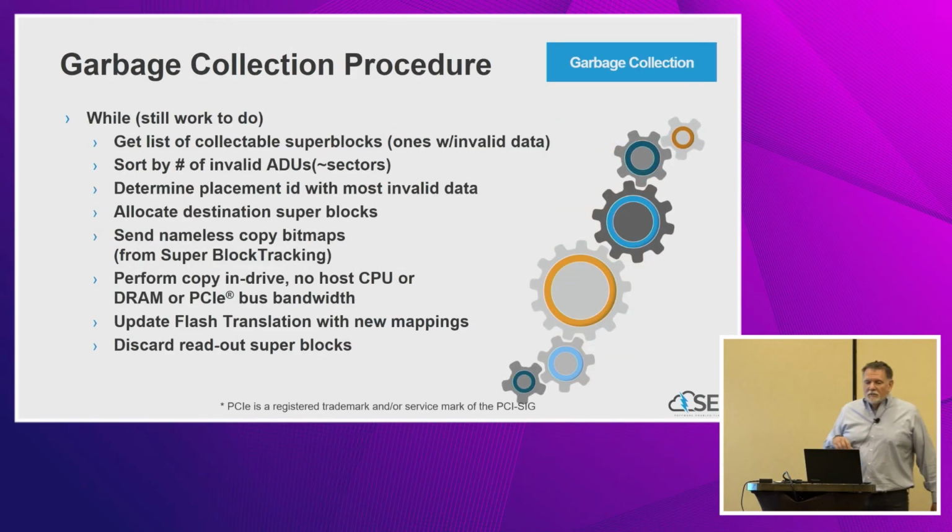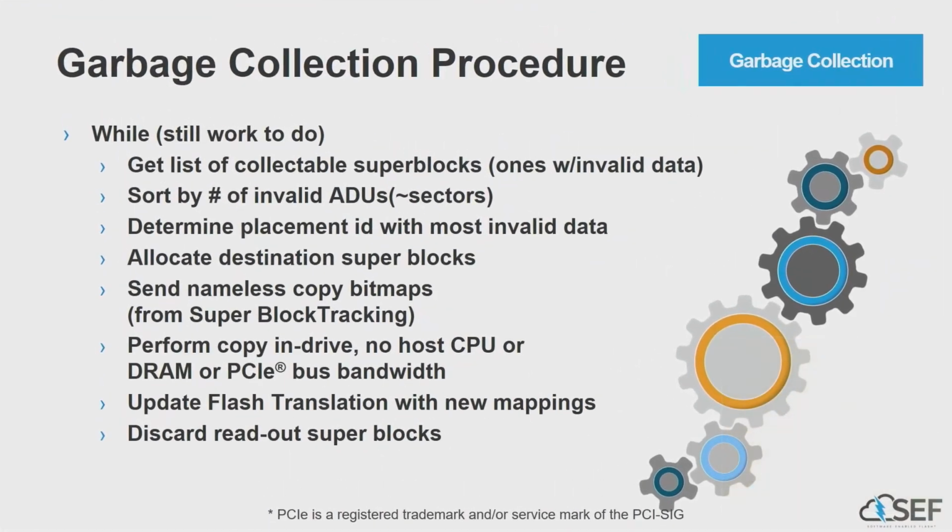So, garbage collect procedure. Basically, we're going to walk through all that data in the Superblock state. We're going to sort it by the number of invalid ADUs so that we can pick the blocks that have the least amount of valid data that needs to be copied to minimize the impact to bandwidth within the system. We're going to allocate destination superblocks. We're going to perform that copy in drive without using the host CPU, DRAM, or PCI bandwidth. And then we're going to update the translation tables and free up those blocks.